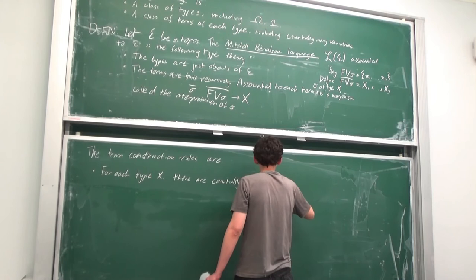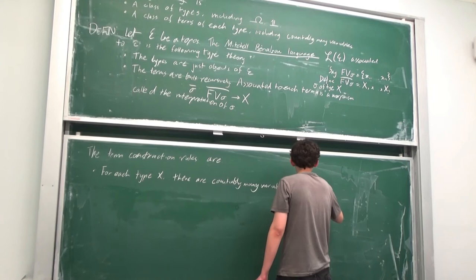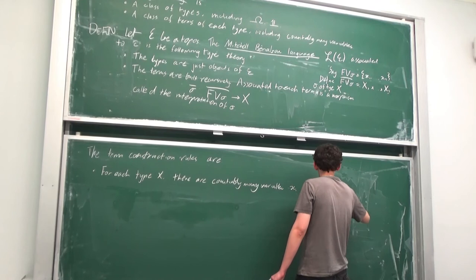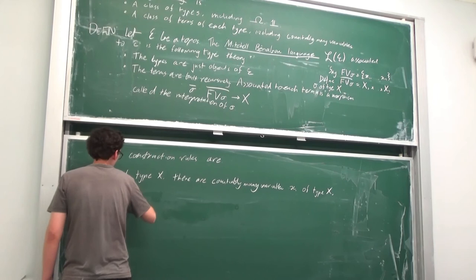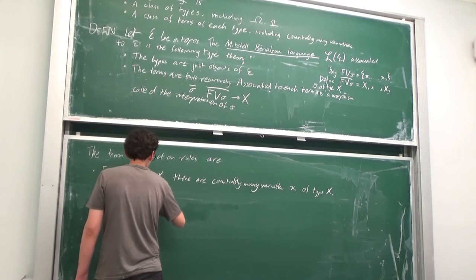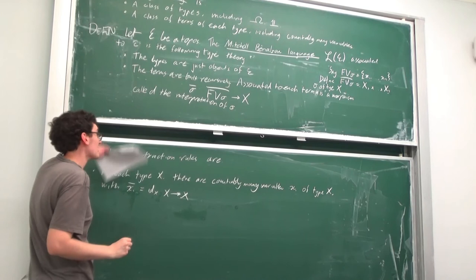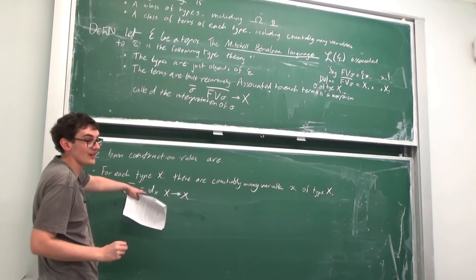Xi of type X, with the interpretation of Xi just given by the identity morphism from X to X. So if you just said that terms were morphisms, that would be a problem here, right? Because you only have one identity arrow, but you want to give all of the terms the interpretation of the identity arrow.